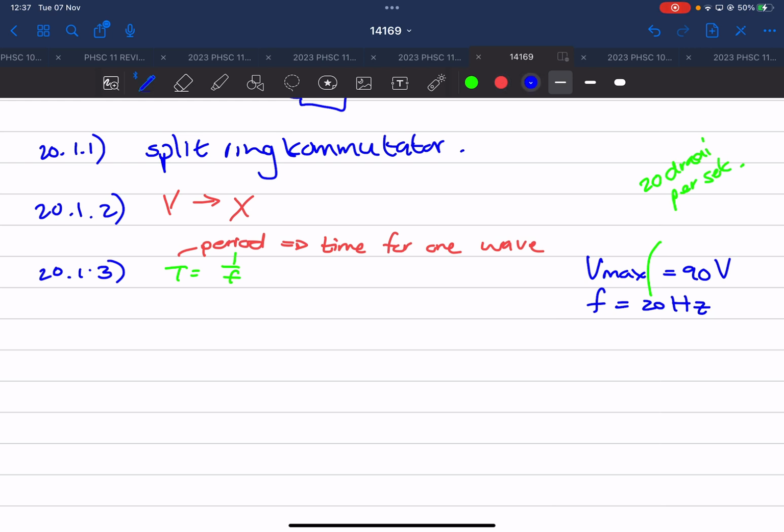Okay, so hulle vra vir jou by vraag 20.1.3, skryf die tyd neer wat dit die spoel neem om een rotasie te voltooi, for one rotation, for one wave, for one circular motion. Okay, so ons soek die tyd, die frekwensie is 20. Ek dink dit gee vir 0,05 sekondes.